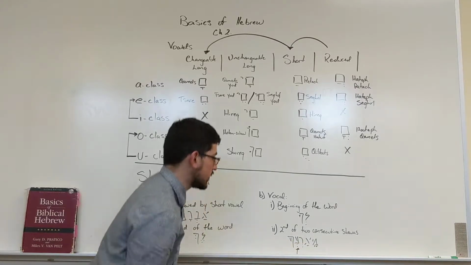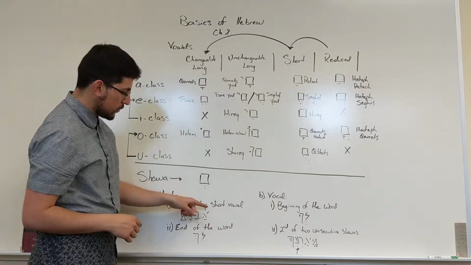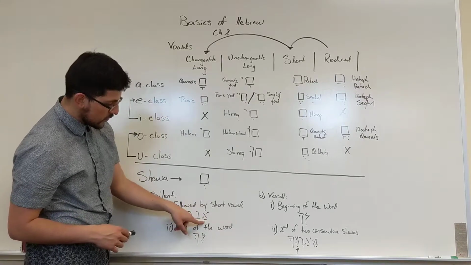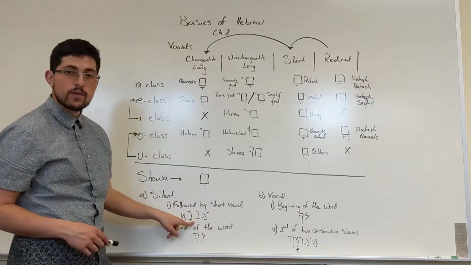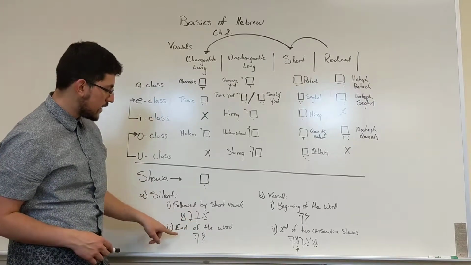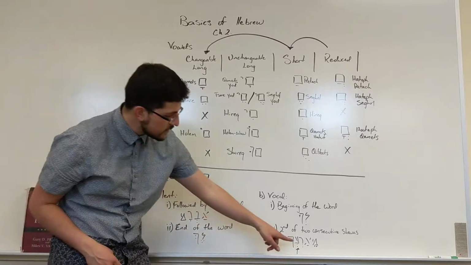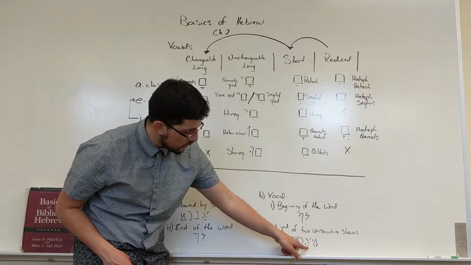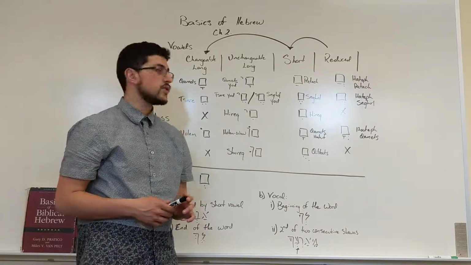And how do we know it's silent? Well, there are two instances as well. When it's followed by a short vowel, so a short vowel is here. You see the short patah, and then there's a sheva, so that sheva will be silent. And then at the end of the word. In this instance the sheva is following a short vowel, therefore it is silent. So those are the main tips and tricks for today.